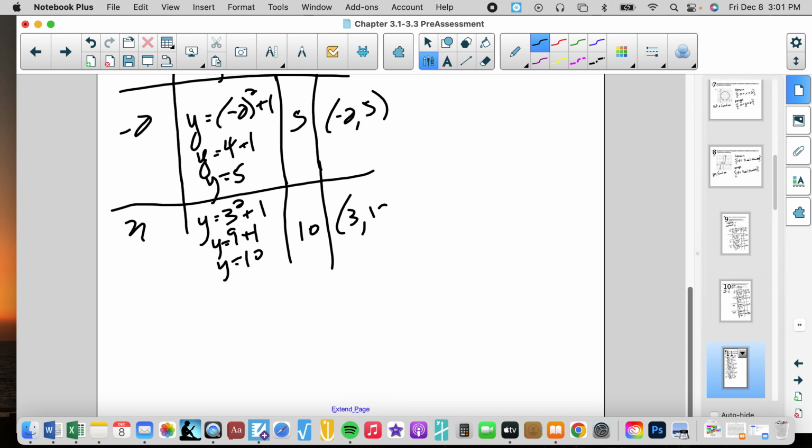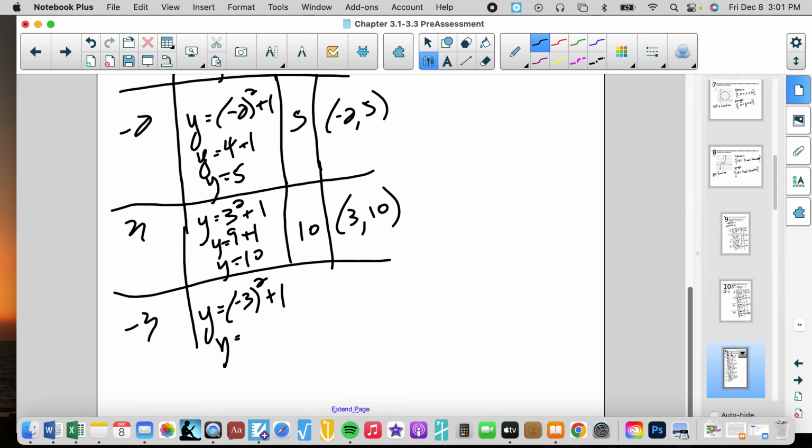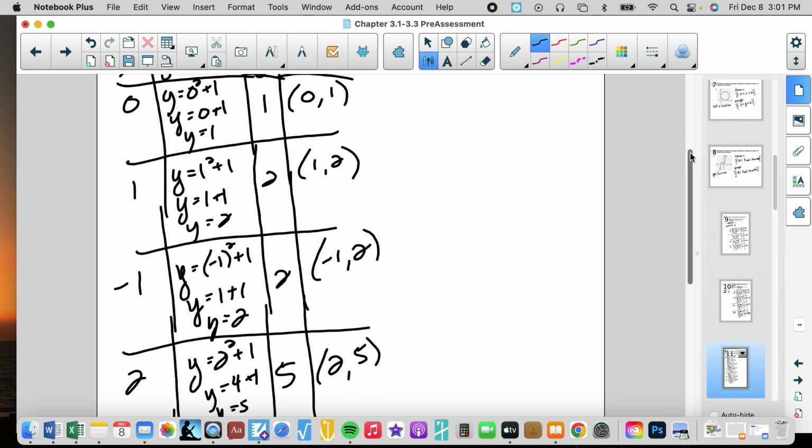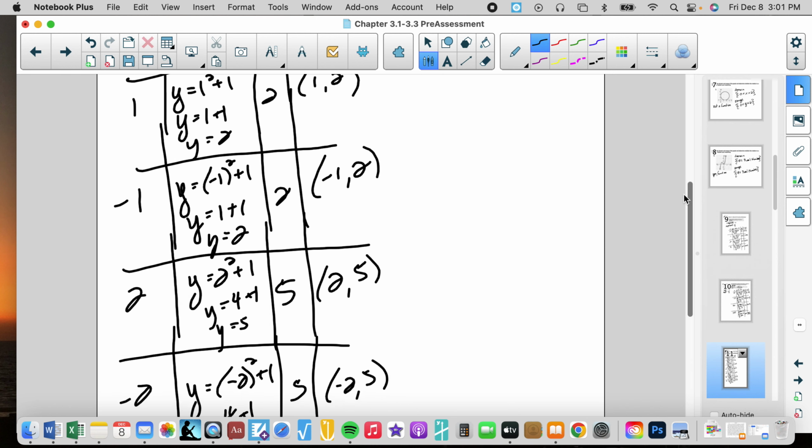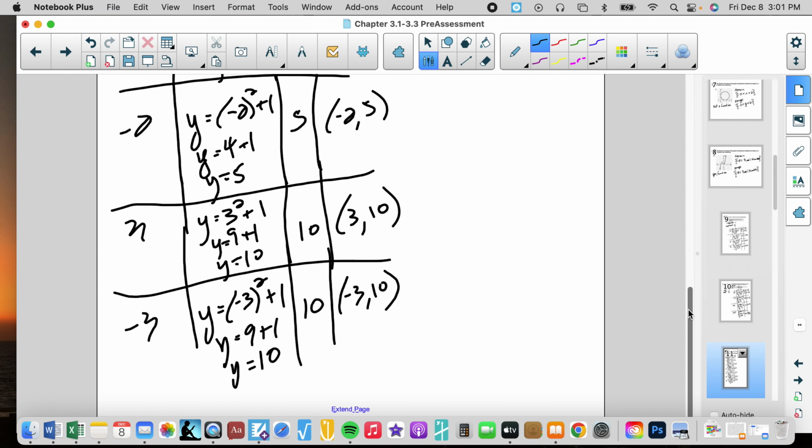Do we see the pattern? Guess what we're going to get when we plug in -3? (-3) squared. Because we're squaring each value, it's going to have the same output as its negative and positive. So that's going to be 10. So -3, 10. How many do I have there? Do I have 7? Nice. 1, 2, 3, 4, 5, 6, 7.